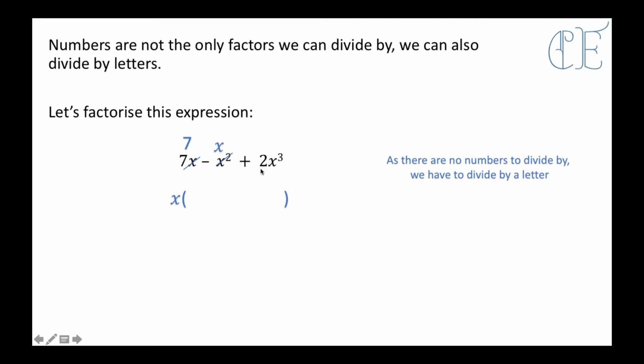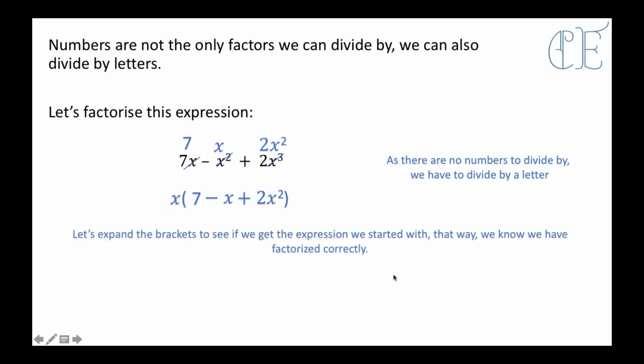And then 2x cubed divided by x leaves me with 2x squared, because I'm just going to get rid of one of these x's. Okay? So everything stays the same. I'm just getting rid of one of these x's here, which makes that a 2, makes that a 2. Getting rid of one of these x's here, which makes that an x on its own. And I've got rid of that x there, which has left me with 7 on its own. So now I'm just going to put those in. So 7 minus x plus 2x squared.